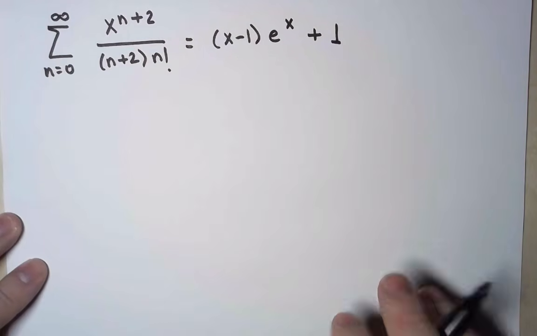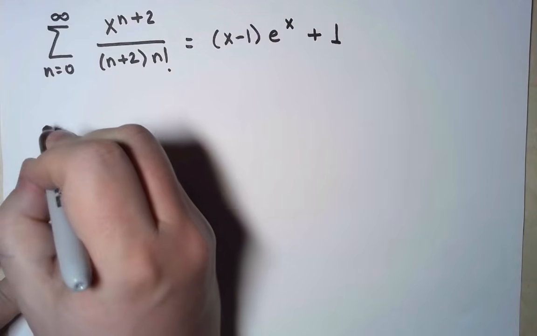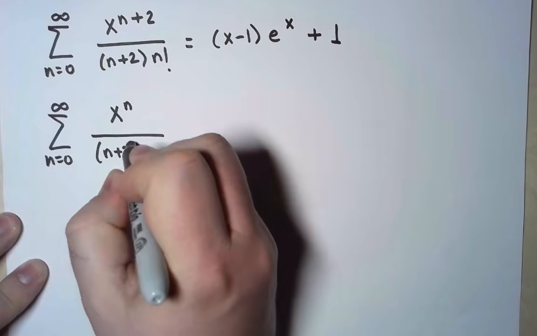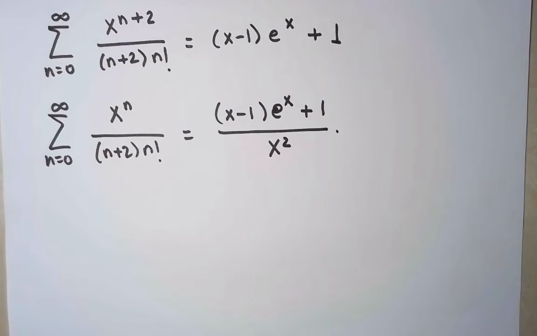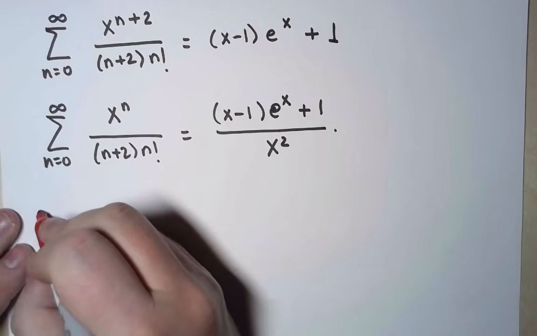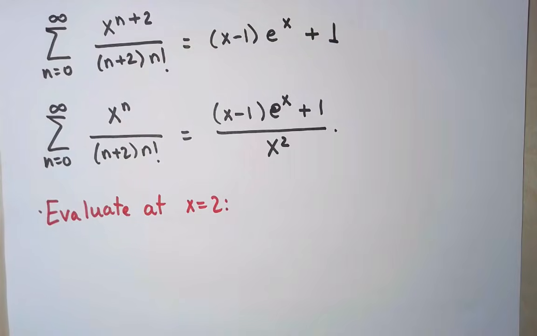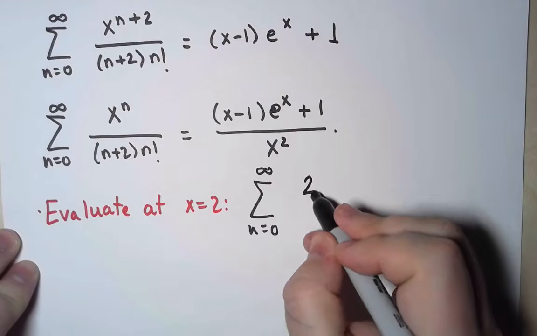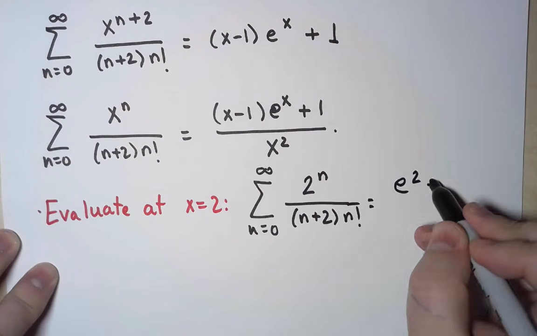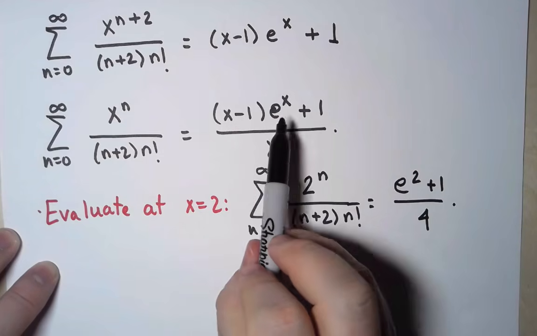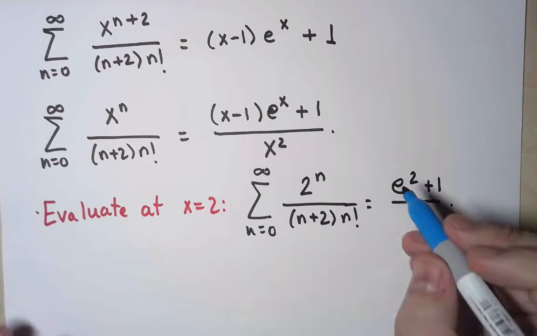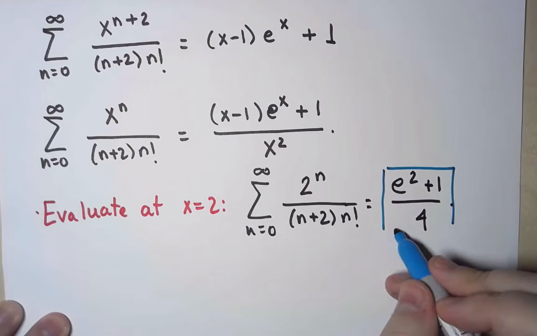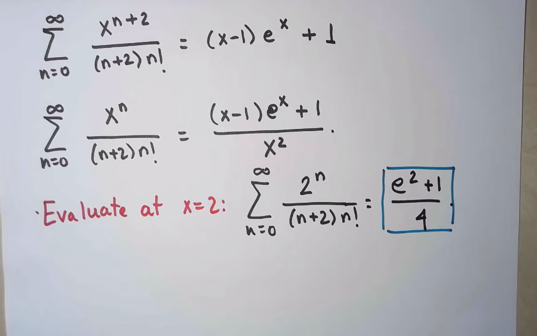And the rest is algebra. I first divide by x squared, and finally I need to evaluate when x equals 2. Two minus 1 is 1 times e squared plus 1 over 2 squared, that is 4. And that is the final answer. Cool, eh?